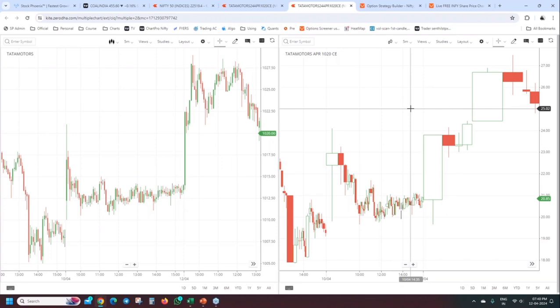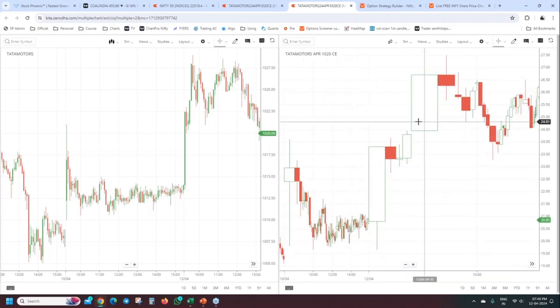So whenever you see a big candle, you can hold for higher profits. Especially this works in Nifty.